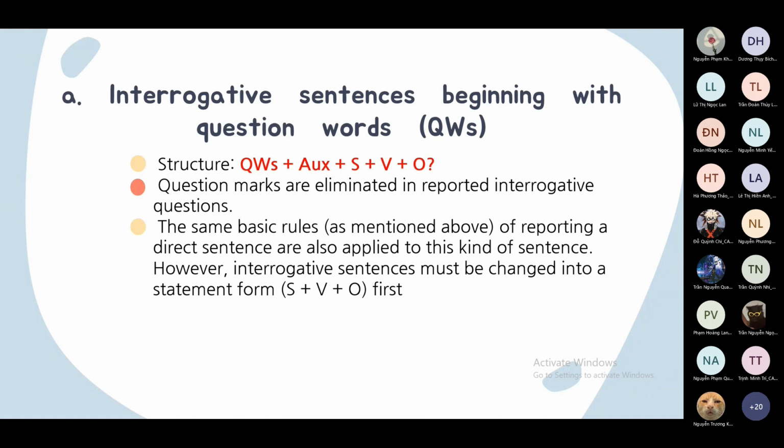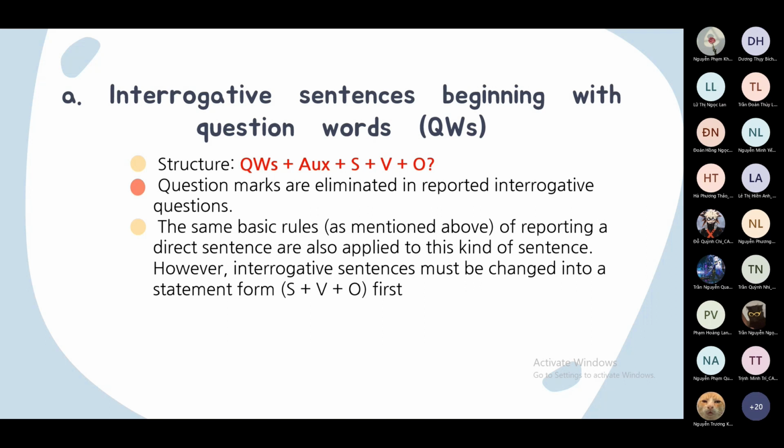First of all, we're going to talk about interrogative sentences beginning with question words. The structure of the sentence is question word plus auxiliary and subject, verb, and object. Question marks are eliminated in reporting interrogative questions. The same basic rules as mentioned above in Part B of reporting a direct sentence are also applied to this kind of sentence. However, interrogative sentences must be changed into a statement form.